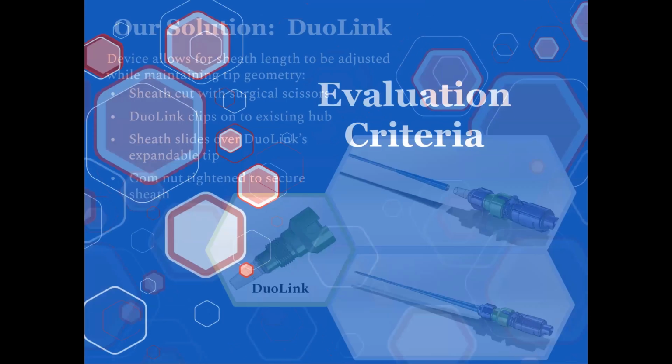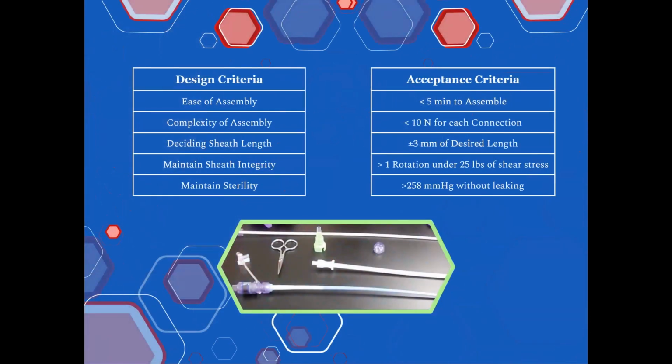Evaluation criteria. For our design criteria, we focus on the ease and complexity of assembly, ability to decide sheath length, and maintaining sheath integrity and sterility. Our acceptance criteria consist of a maximum 5-minute assembly time, a 10 Newton maximum assembly force, a 3 mm tolerance for length, the ability to survive at least one full rotation with 25 pounds of shear stress, and withstanding a minimum of 258 mm mercury of pressure.